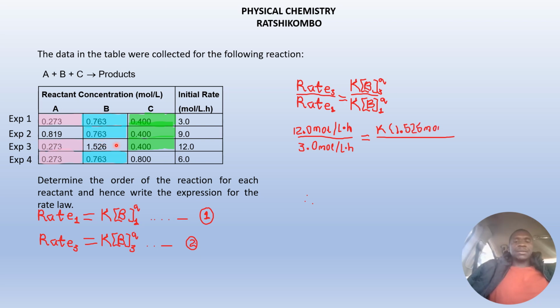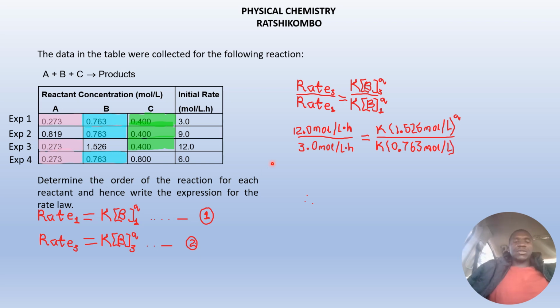So it's going to be 1.526 mole per liter. We close brackets, to the power Q. We divide by K, square brackets. Let's now talk about the concentration of B for experiment 1. Experiment 1 is this one. The concentration of B is this one, 0.763. So we write 0.763 here, mole per liter. We close brackets, to the power Q.